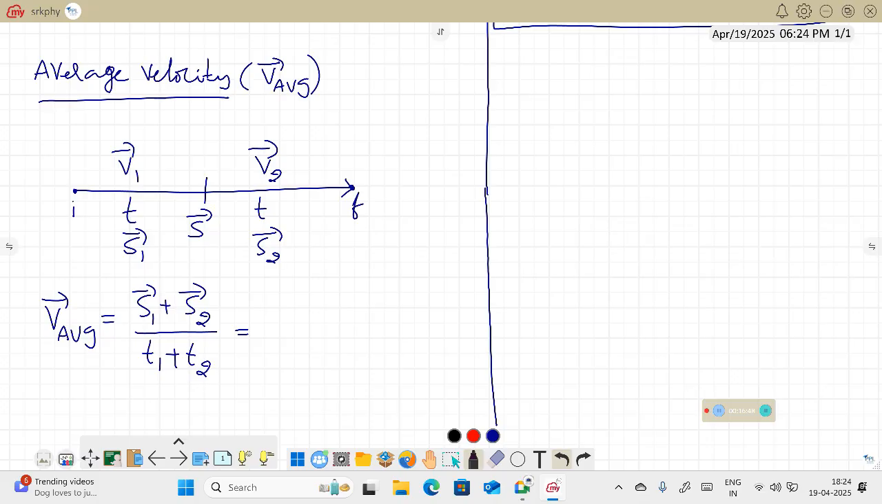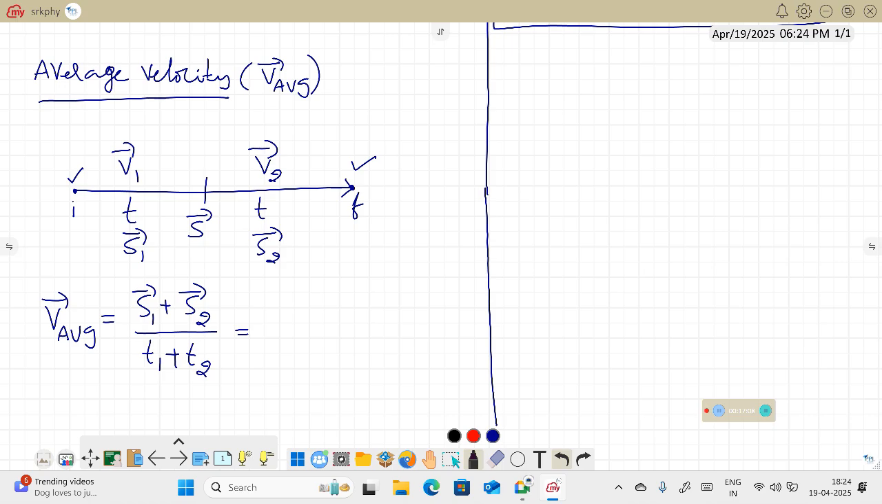Now, vector quantity always depends on initial point, final point only, because we are taking a straight line from initial to final. In between, we are not bothering, right? So vector is always a straight line. We are always concentrating on initial point and final point. Between that, we are taking the straight line. Based on the straight line, we explain.